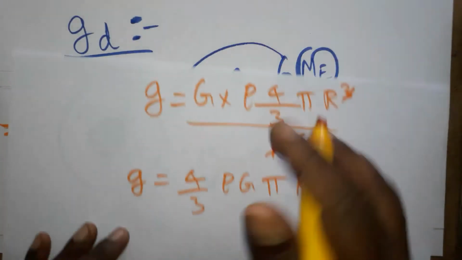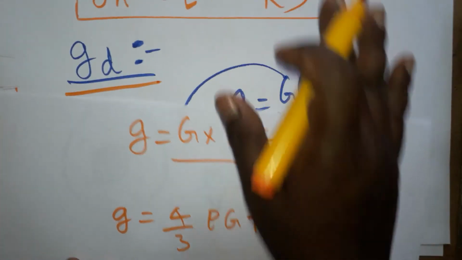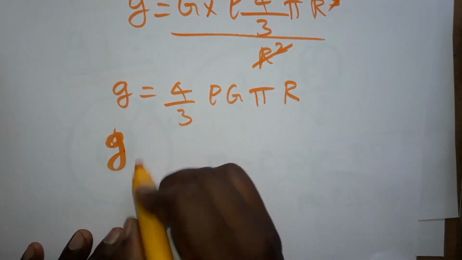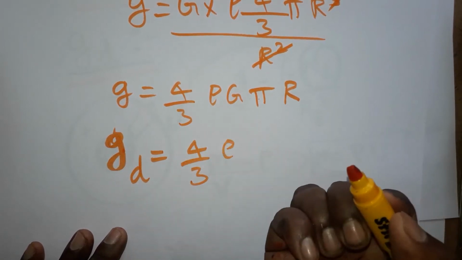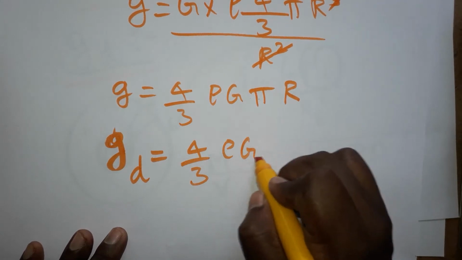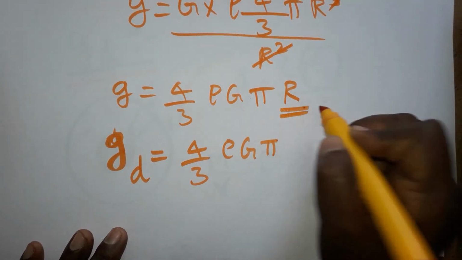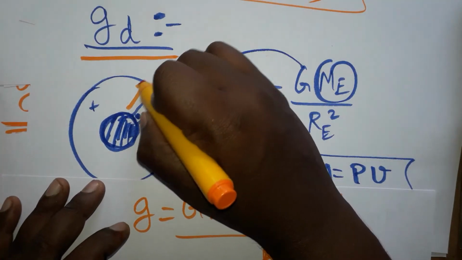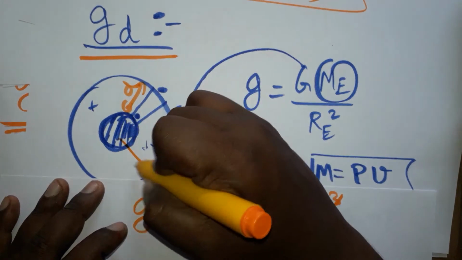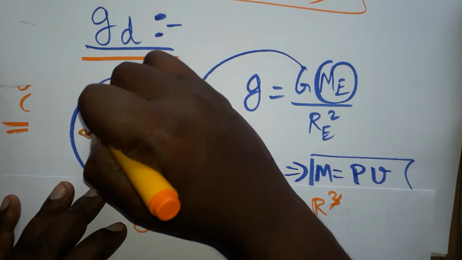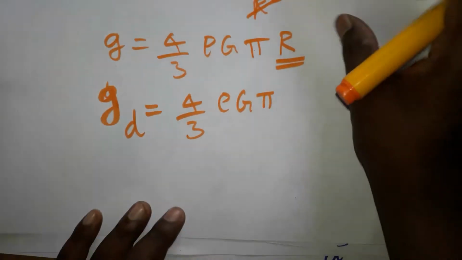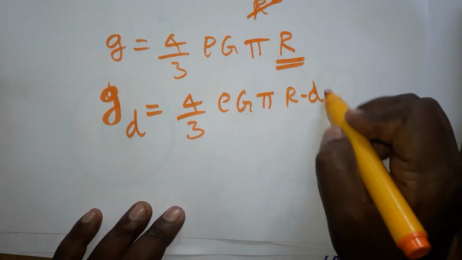Now at depth, what is the gravity? Gravitation at depth, I don't know yet. It is 4 by 3 density, the earth density will be the same, G pi. Now the radius is going to be the depth distance, which I have taken as d. The total distance is r. So the remaining concentrating mass is at r minus d. So now the distance is going to be r minus d.